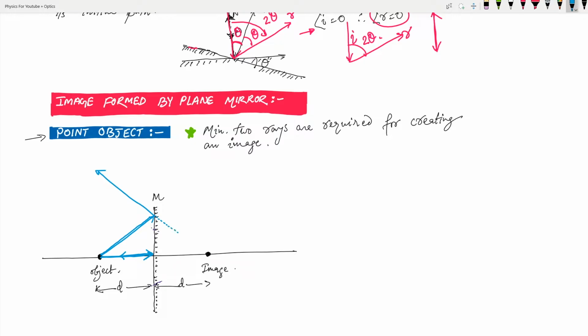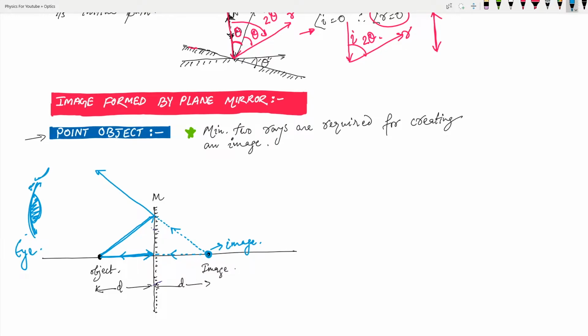So actually what is happening is, when we see this object, okay, let me draw an eye. So this is suppose the eye. When we see the object, it seems that the rays are coming from the back side of the mirror, isn't it? And for this one, it seems as if the ray is coming back from here, and at this point both the rays are appearing to meet. So the image will be formed at the intersection of these 2 rays. So minimum 2 rays are required for formation.